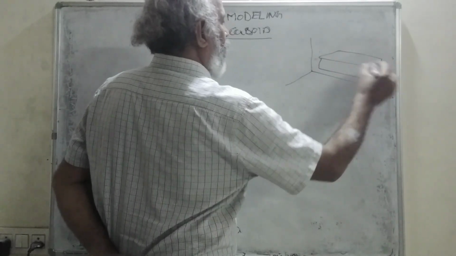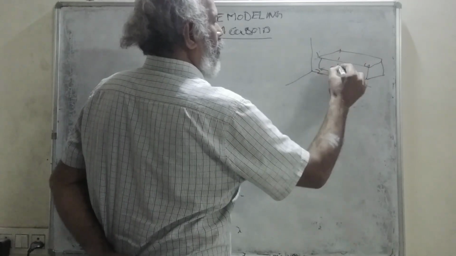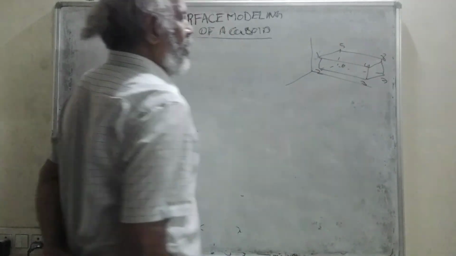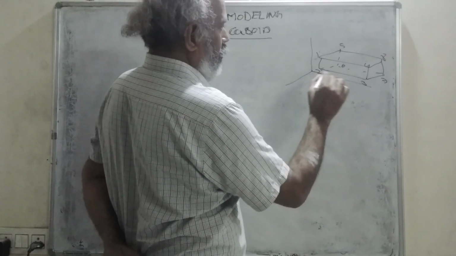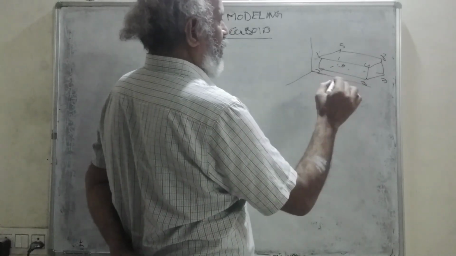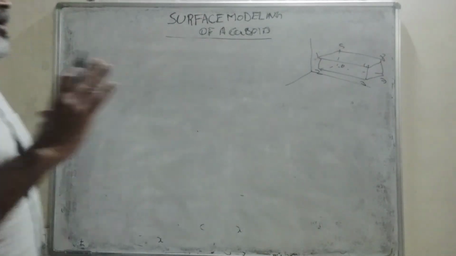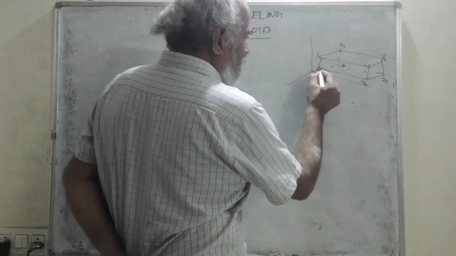This cuboid has 8 corners: 1, 2, 3, 4, 5, 6, 7, and 8. It will have 6 faces, 8 corners, and 12 edges. So you have to vary for each face.